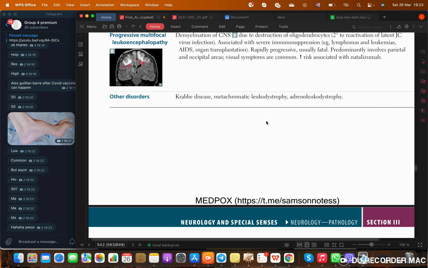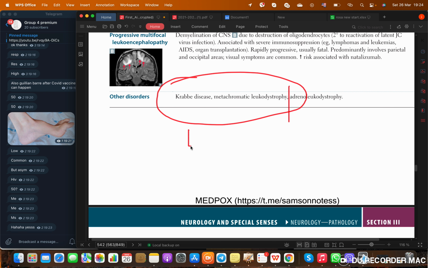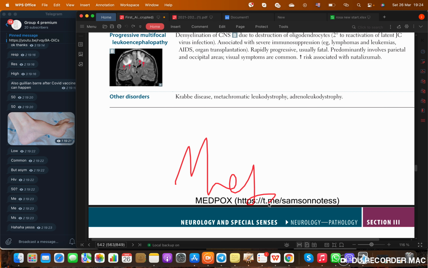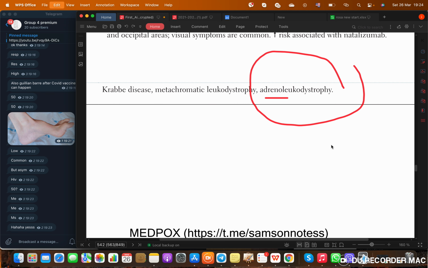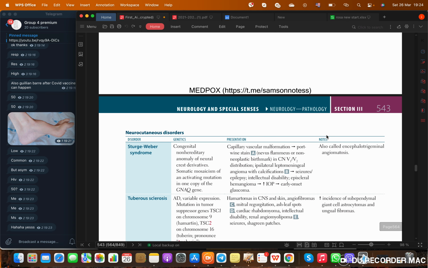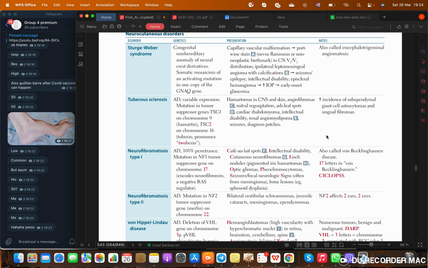Okay, so other disorders are Krabbe disease, which we'll speak about in cases of lysosomal storage disease. The same with metachromatic leukodystrophy. These two are considered lysosomal storage diseases. We will speak about them in the chapter of metabolism. And finally, we have adrenal leukodystrophy. Adrenal leukodystrophy is a form of a peroxisomal storage disease, if you remember, in which we have dysfunction of the adrenals and we have absence of the white matter, right? Thus, leukodystrophy.